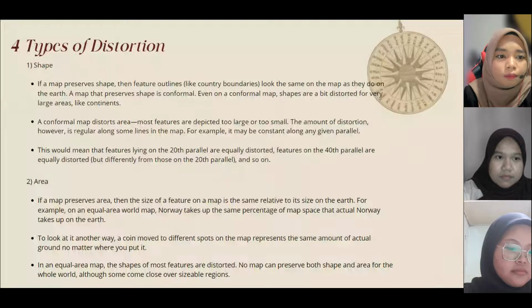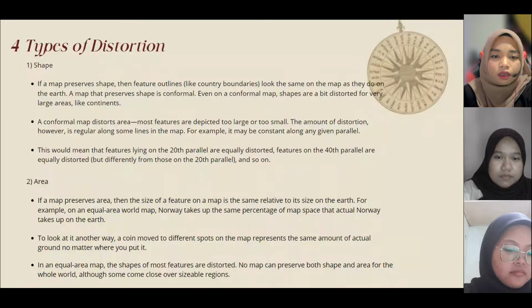Okay, four types of distortion. One, shape. If a map preserves shape, the features' outlines, like country boundaries, look the same on the map as they do on the Earth. A map that preserves shape is conformal. Even on a conformal map, shapes are a bit distorted for very large areas like continents. A conformal map distorts area. Most features are a bit too large or too small.